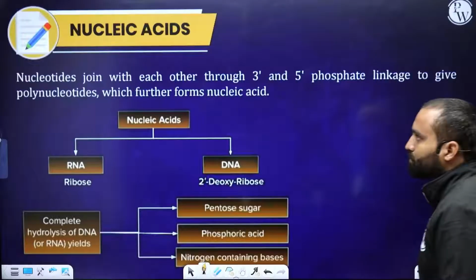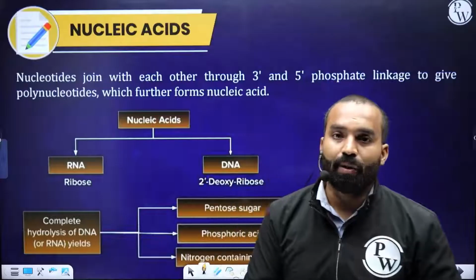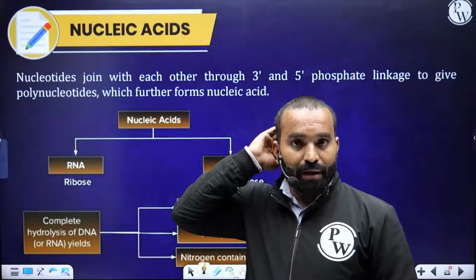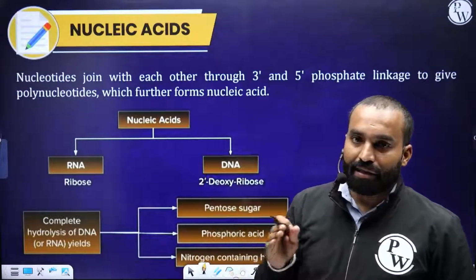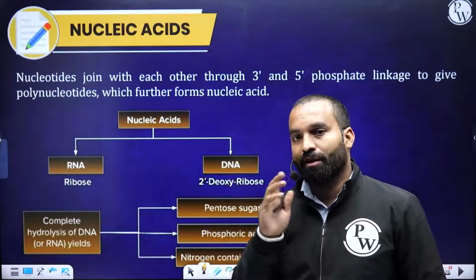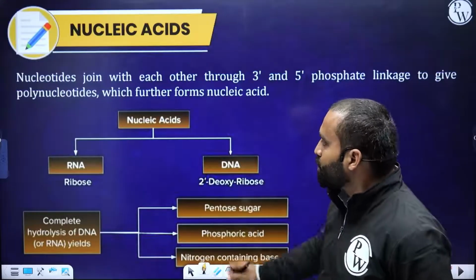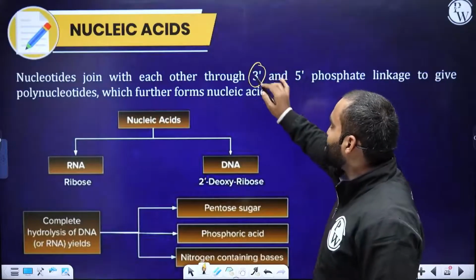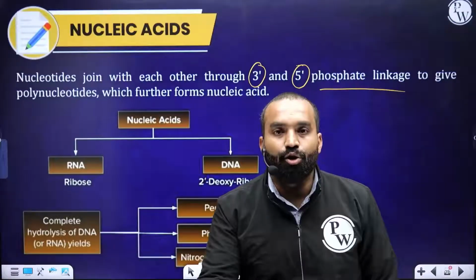Okay. Now, what are nucleic acids? Very important part of this chapter. Nucleic acids are responsible for our genetics. And DNA, RNA, they are responsible. So the nucleotides are the combination of 3 things: base, sugar, and phosphate. Nucleosides are the combination of just the 2 things. So we have got nucleotides which are joined through 3' and 5' phosphate linkage to give polynucleotides.